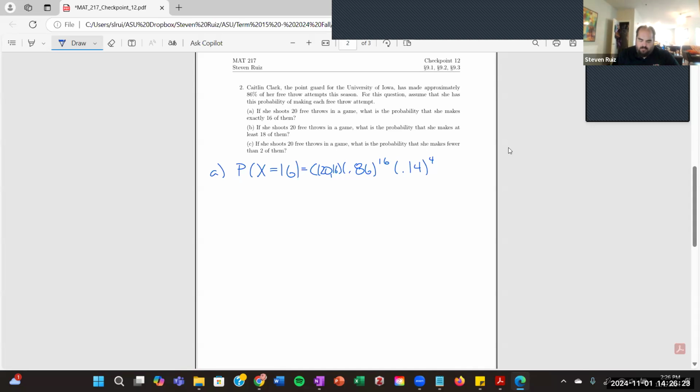Thought this would be easier to look up. Okay, so that's going to be 4,845 times 0.86 to the 16. So your answer is probably going to be a lot better than mine if you are storing all these numbers instead of rounding them like I am having to do.